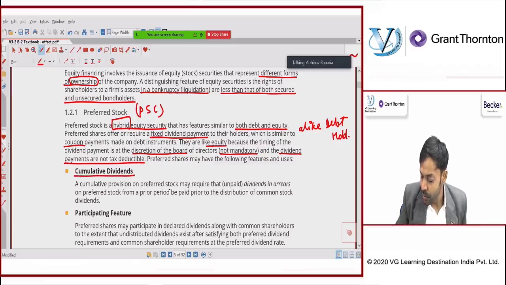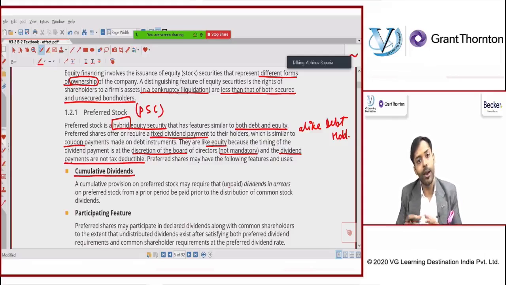A cumulative provision on the preferred stock may require that the unpaid dividends be in arrears. For example, you have the fixed dividend of 10%, but now the board is saying we don't have enough resources and will not pay you right now. So it will pile up to the next year, and when the dividend is distributed next year, you will get the earlier arrears dividend as well, right?